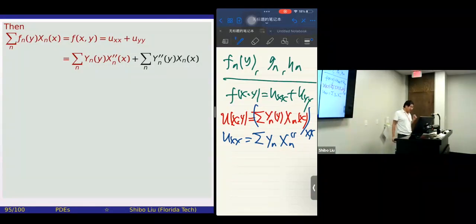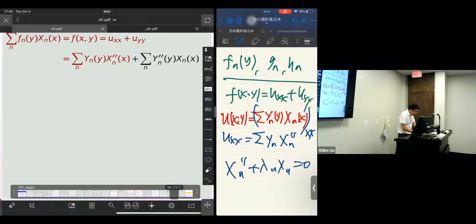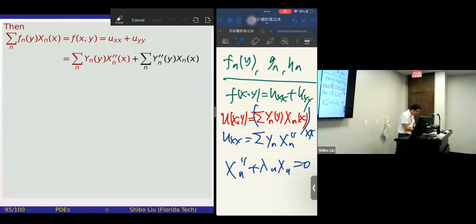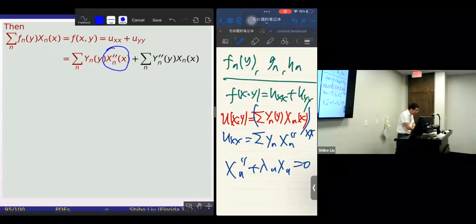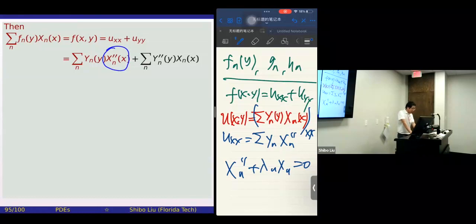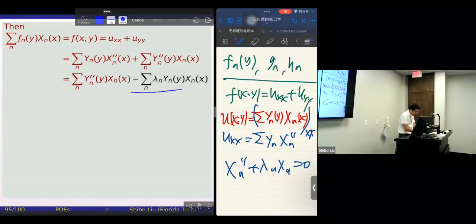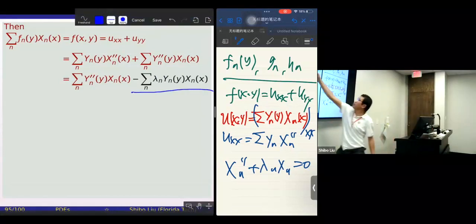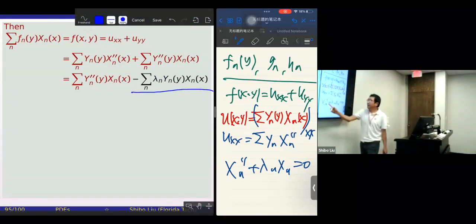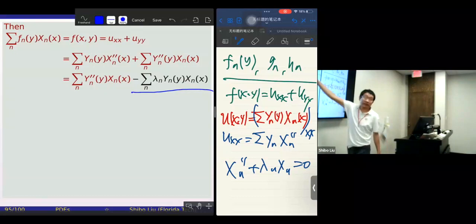Then you apply the fact that X_n is an eigenfunction: X_n double prime plus lambda_n X_n is 0. So the X_n double prime here can be replaced by minus lambda_n X_n. I copy this term here, and for the other term I use this fact, X_n double prime equals minus lambda_n X_n, and copy it here. Okay, so from this, what can we say?